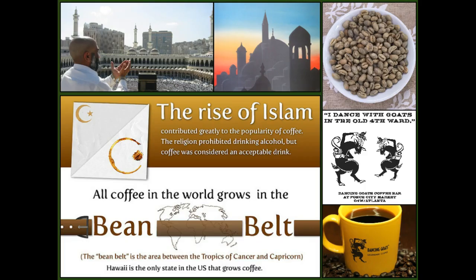So again, the bean belt or coffee belt, it's located between the tropics of Cancer and Capricorn. Again, the tropical areas of the globe, subtropical areas of the globe, and Hawaii is the only state that grows.